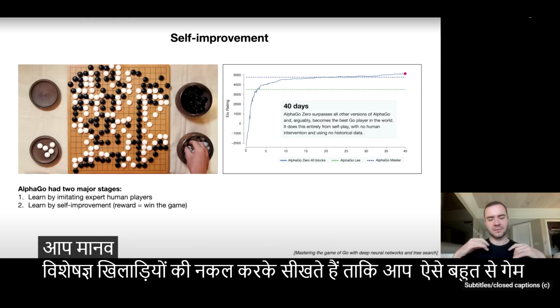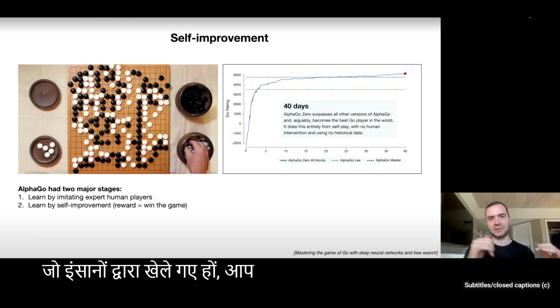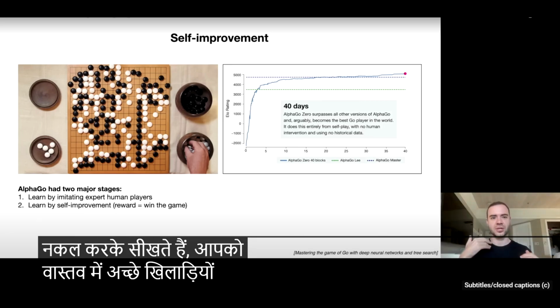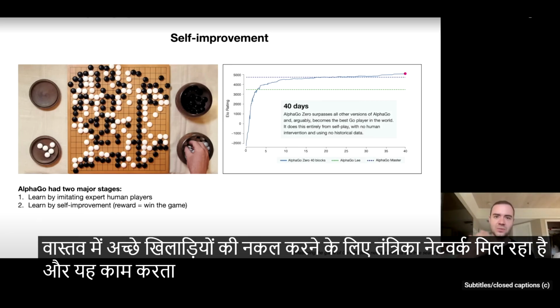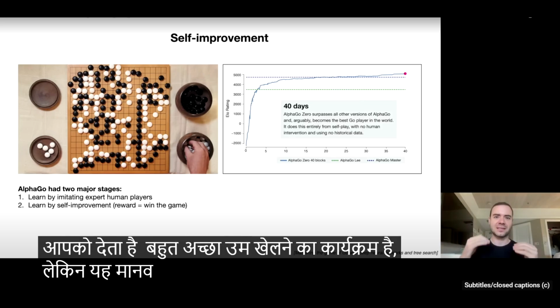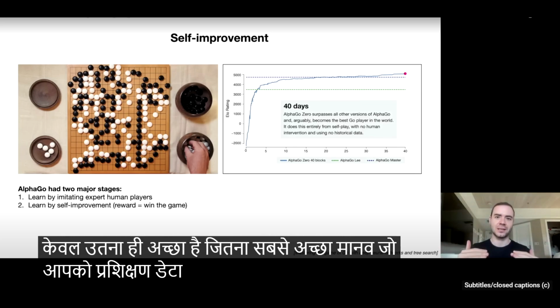So you take lots of games that were played by humans. You just filter to the games played by really good humans. And you learn by imitation. You're getting the neural network to just imitate really good players. And this works, and this gives you a pretty good Go playing program, but it can't surpass human. It's only as good as the best human that gives it the training data.